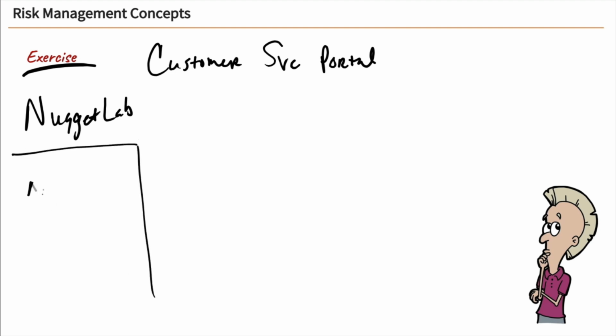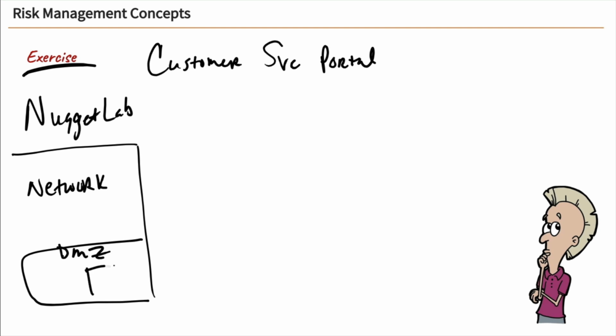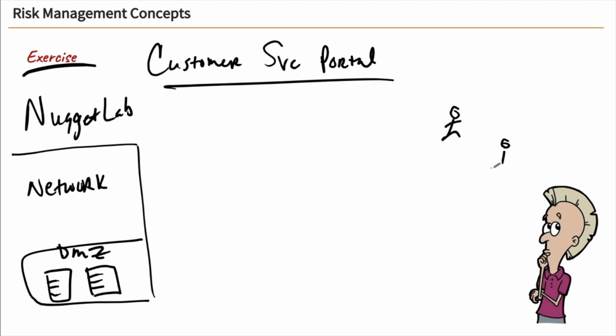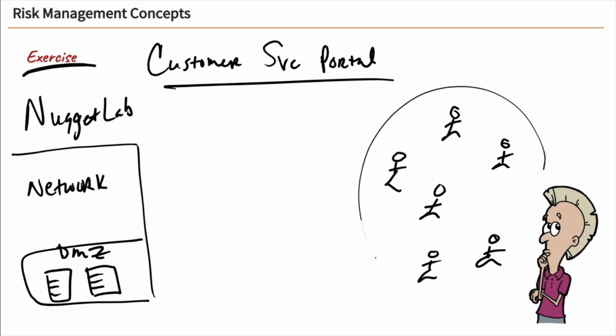Here's our internal network, and over here we have a DMZ that we've talked about in the past, and in the DMZ we have a couple of servers, and they run our customer service portal. And then our customers, well, they're all over the world. They could be anywhere, on any continent, any time zone. But the idea is they're all trying to access our customer service portal.